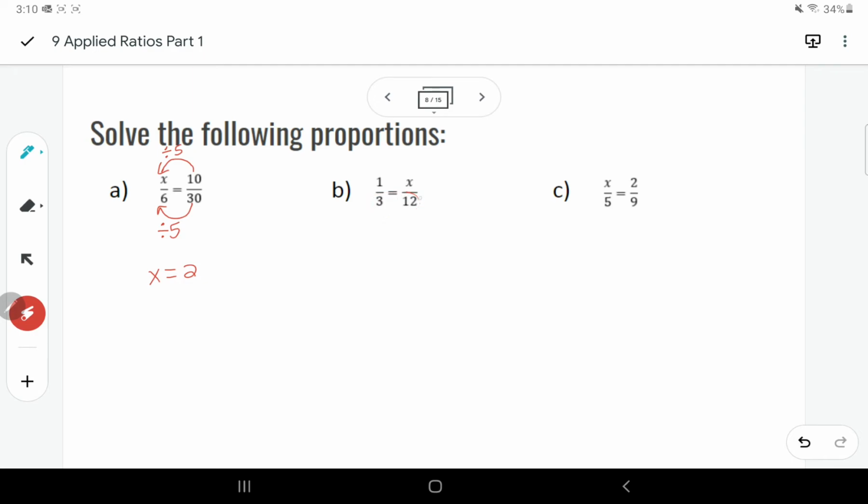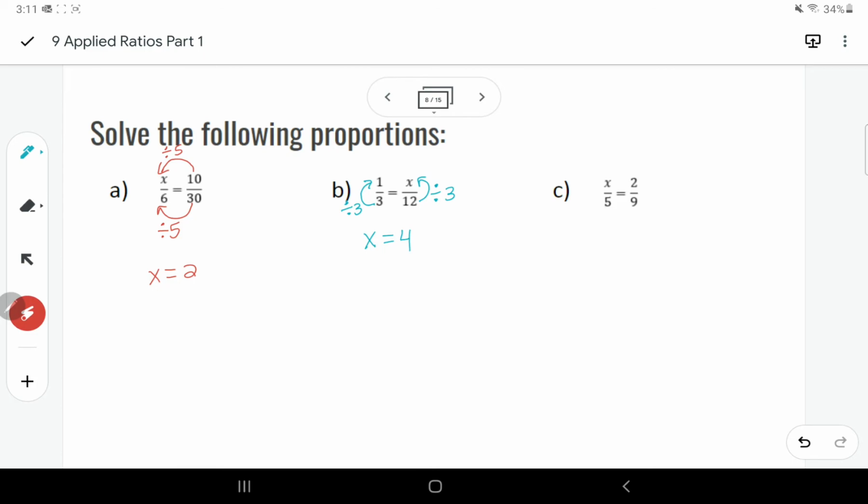here you might see, I might do this one within the ratio. What did you do to the 3 to get to 1? You made it smaller, so it's divided by 3. So if I did 12 divided by 3, I get x equals 4. So these are the same as the ones that you should have just practiced.